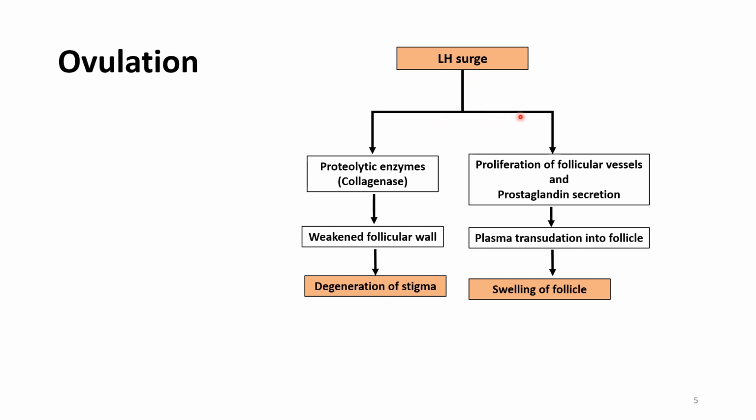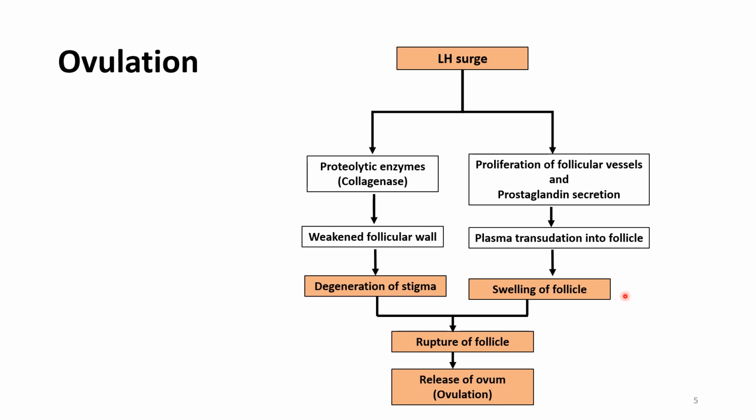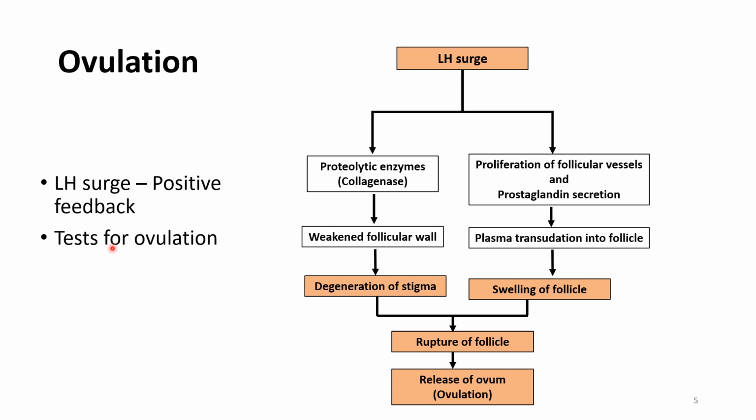Also, this LH surge will cause increased progesterone release, and then there is release of the prostaglandins, and also there is proliferation of the follicular vessels. So there is increased plasma transudation into the follicles, and there is swelling of the follicle. And these morphological changes will cause the rupture of the follicle and release of the ovum. This is called as ovulation. Then you can also write that LH surge is an example of positive feedback mechanism, and also about the tests of ovulation.